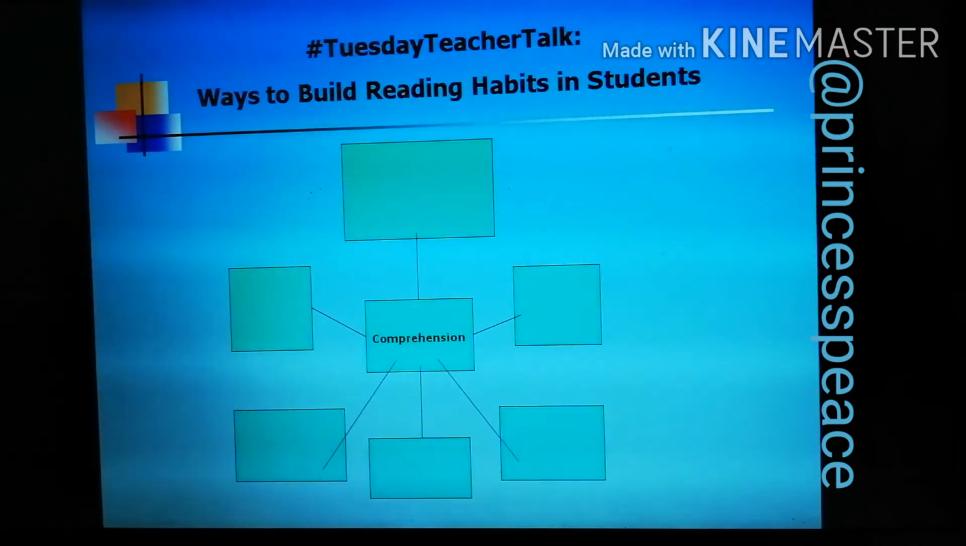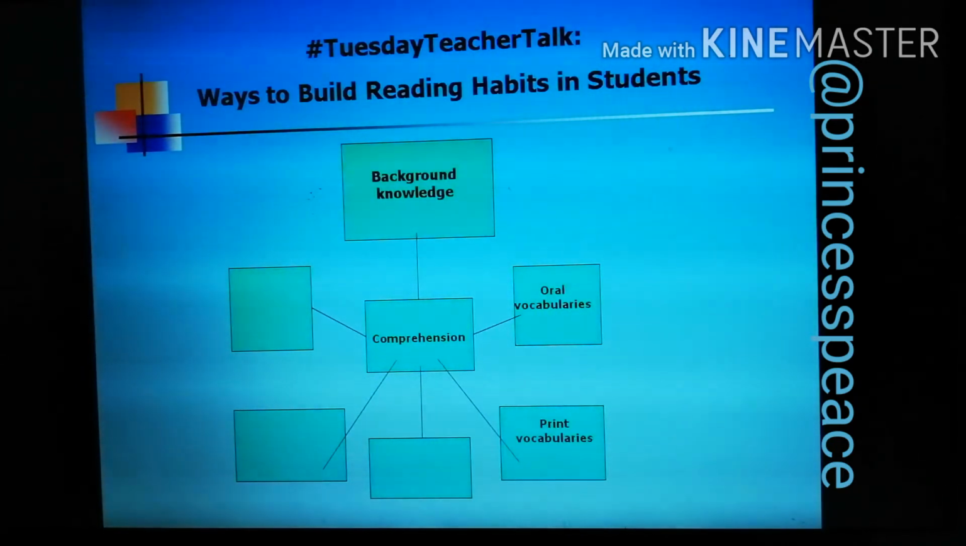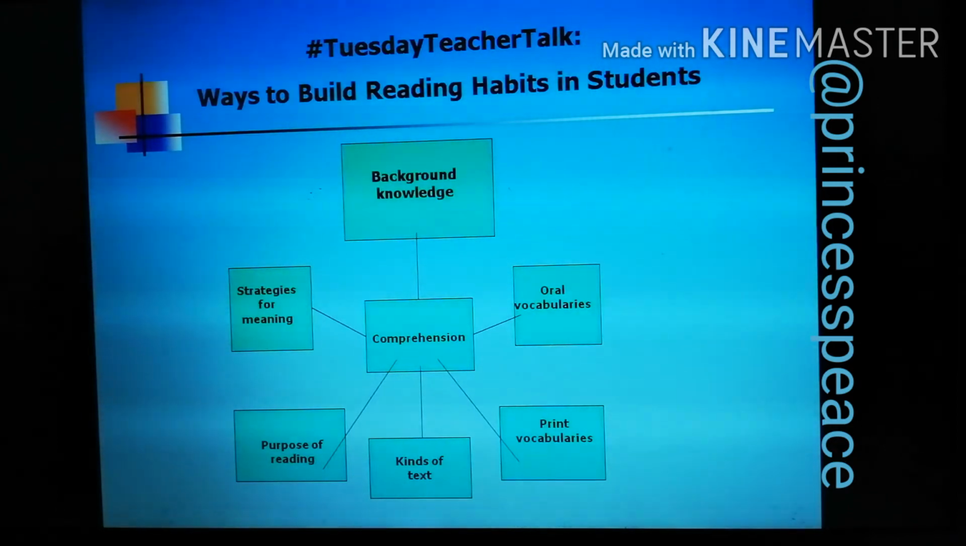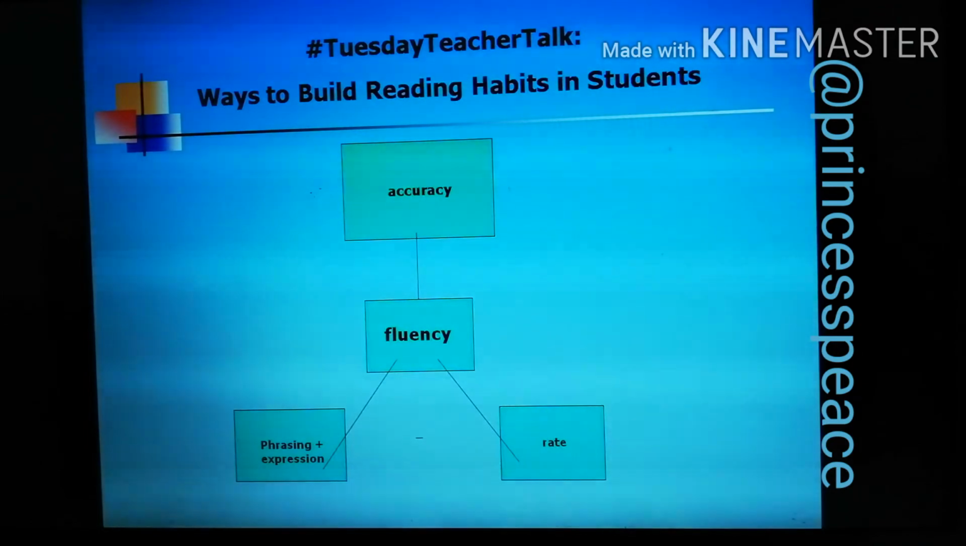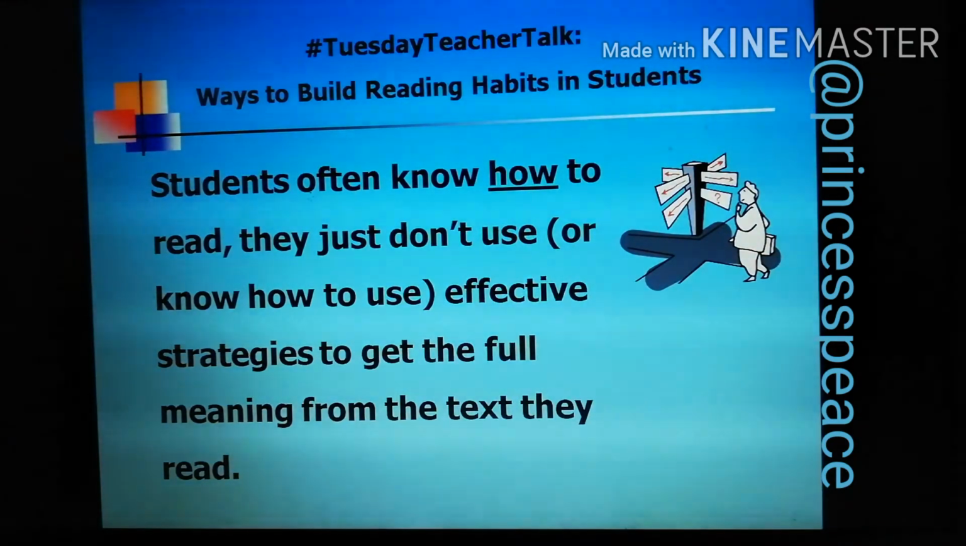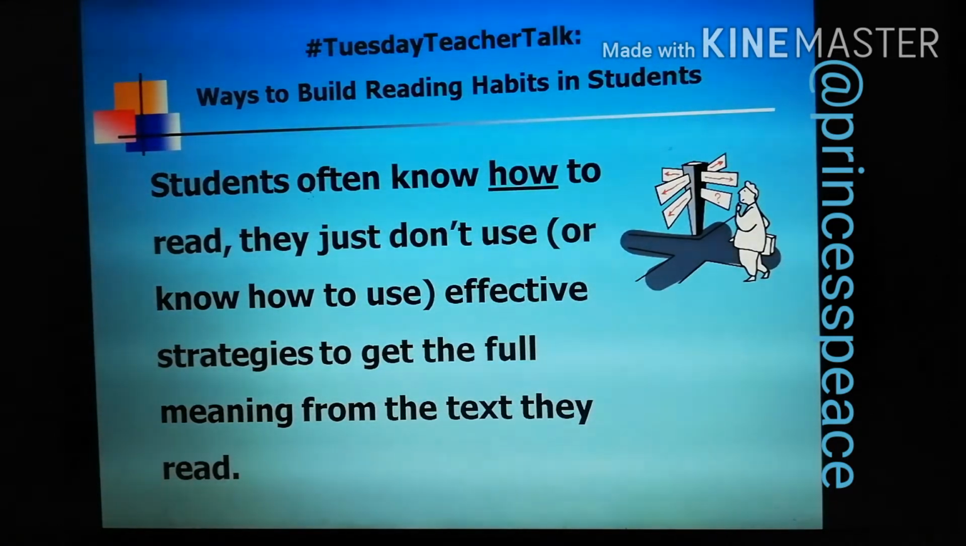To develop comprehension, children need to develop background knowledge, oral vocabularies, print vocabularies, various kinds of text, purpose of reading, and the strategies for constructing meaning. To develop fluency, students need to develop a high level of accuracy, maintain a rate of reading, and use phrasing and expression. Some students often know how to read, they just don't use effective strategies to get the full meaning from the text they read.